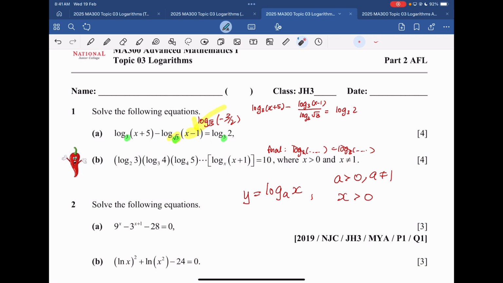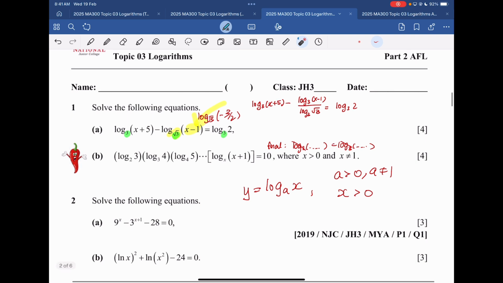You don't need to sub left, sub right. If you want to sub left, sub right, like certs, also can. But the thing is, when you sub, you realize that somehow it doesn't work out. It's not defined. That's how you can also find out. Just that no need to be so tedious.